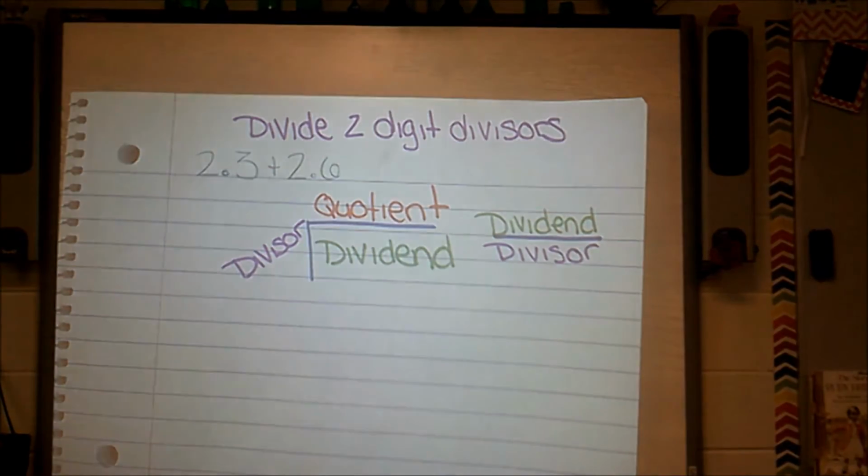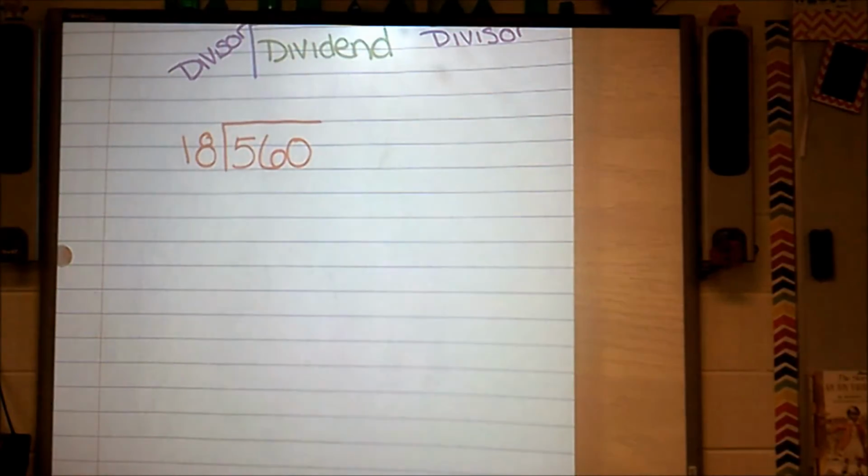Whoa. Let's look at a problem. Again, we're dividing numbers with two-digit divisors. Same thing as before. We really don't treat this problem any different than a problem with a one-digit divisor. It's just a tiny bit more challenging by trying to figure out those numbers because we're not used to multiplying those big numbers in our heads, and that's perfectly fine. We're going to find ways to help us with that.